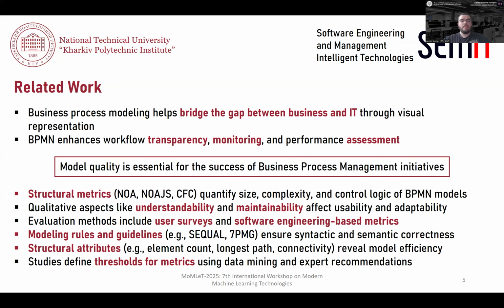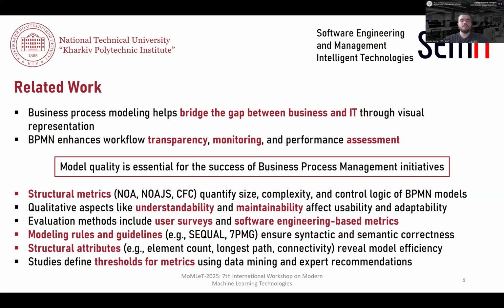So it's clear that business process modeling helps to bridge the gap between business and IT through visual representation. It also enhances workflow transparency thanks to BPMN notation, monitoring, and performance assessment of the organizational activities. The main statement is that models quality is essential for the success of business process management initiatives.